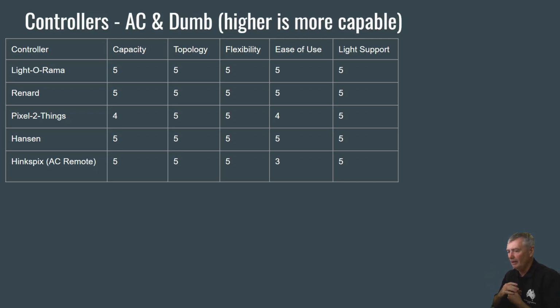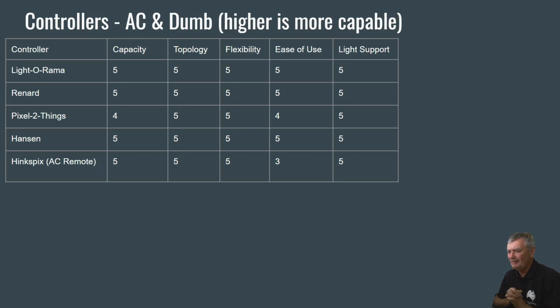Topology wise, Light-O-Rama, you just chain everything together. Flexibility, everything, there's no real difference here. Ease of use, there is some complexity with some of them in setting them up, and we'll talk about those. And light support, generally they all support various types of lights.